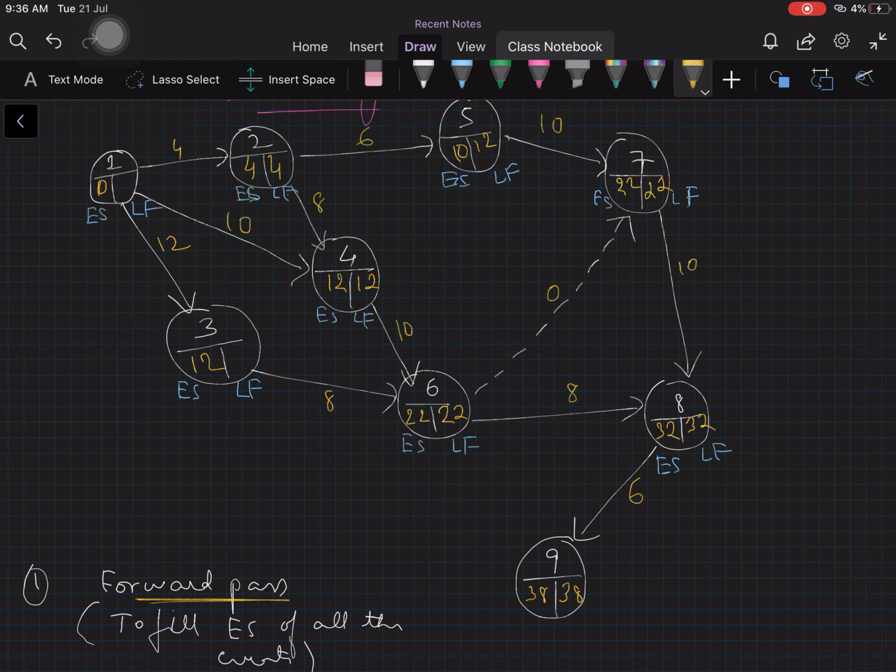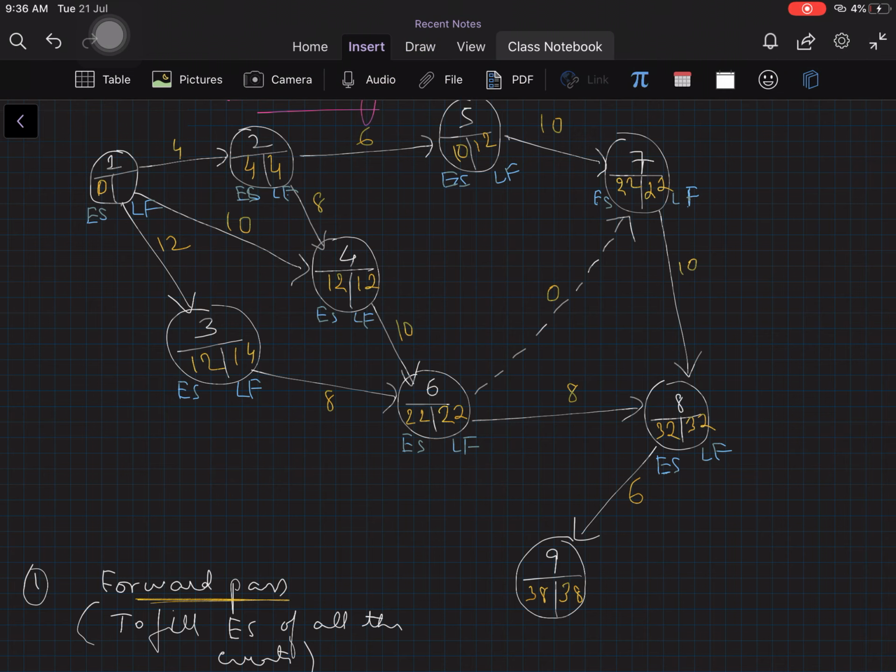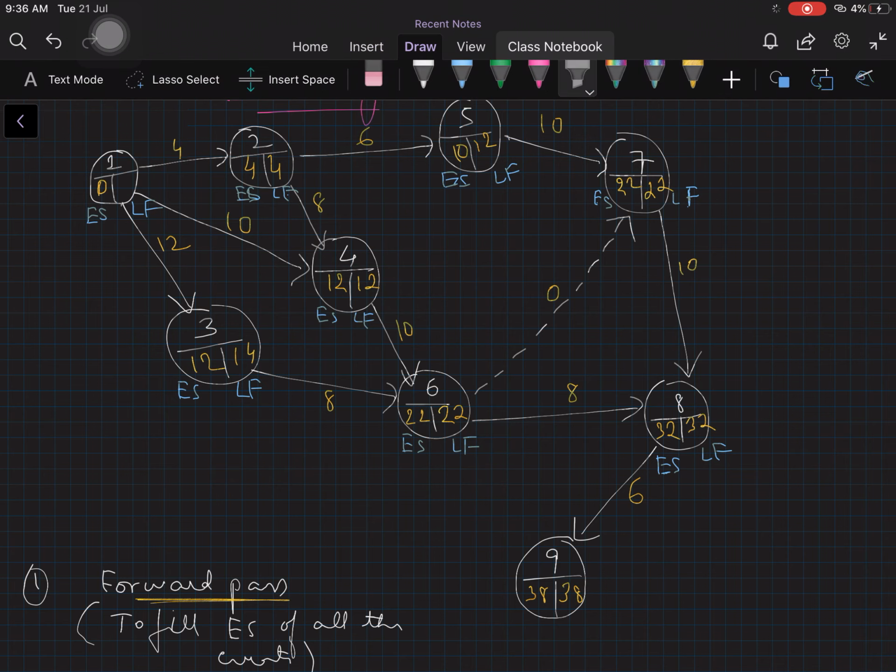Now here we have 22. 22 minus 8 gives us what? 22 minus 8 gives us 14. So let's write 14 here as it is. Then we have, okay, we're almost done. Only the first event's late finish we have to fill. Now look at this. 14 minus 12 gives us what? 2. 12 minus 10 gives us what? 2. 4 minus 4 gives us what? 0. So this path gives us 2, this path gives us 2, and this path gives us 0. So 0, 2 and 2. Least value is 0. So we write 0 here.